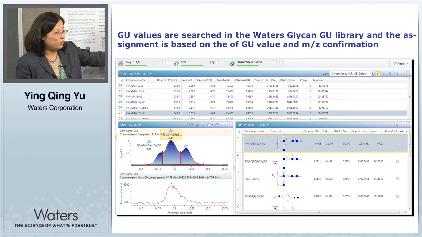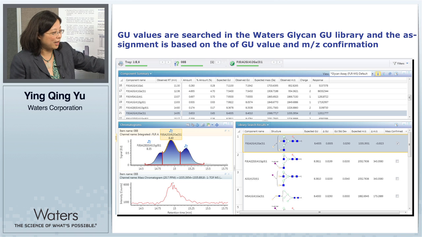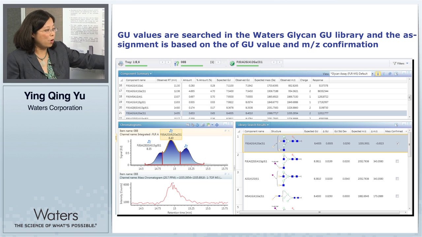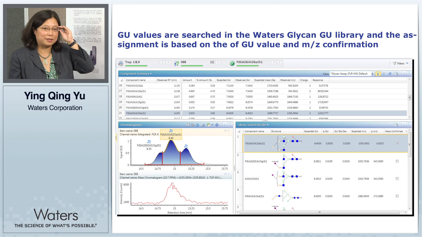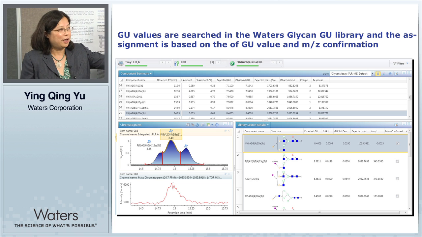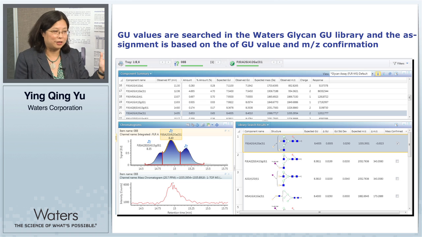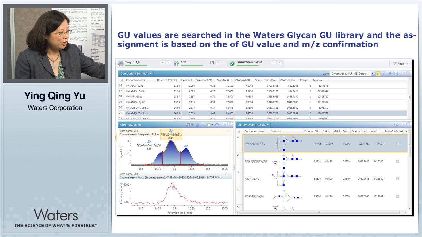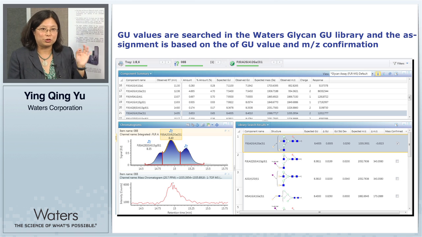Now, with that, then it comes to the library search. There is a Waters Glycan GU library that's embedded in UNIFI. What this library does is it takes in all the retention time assignments in GU value, then it will search through the library to try to get the best match in glucose unit value.